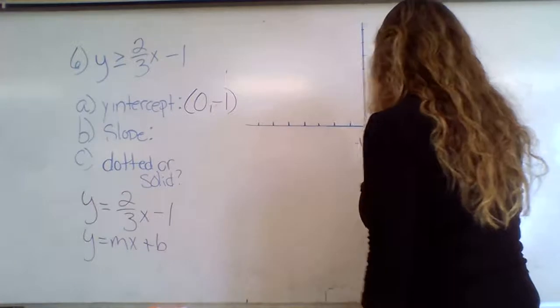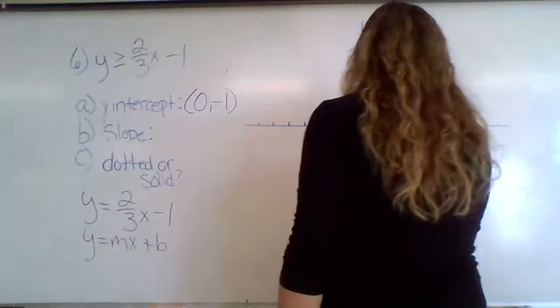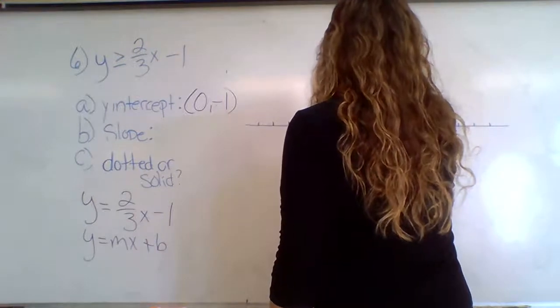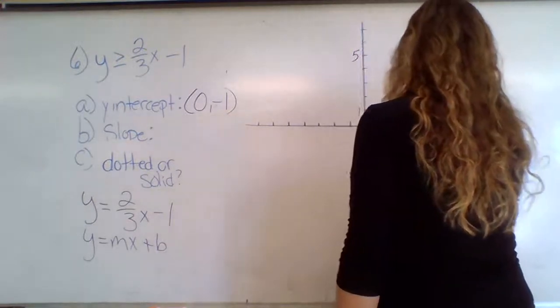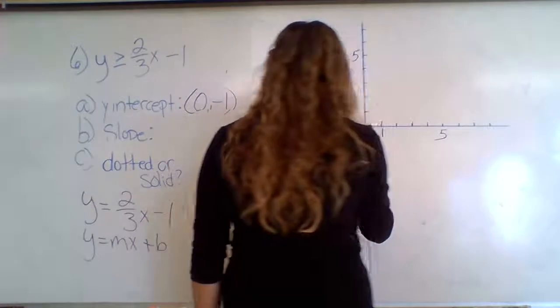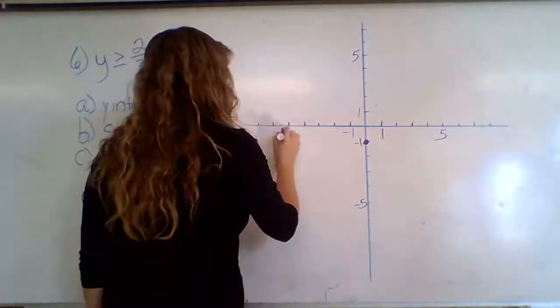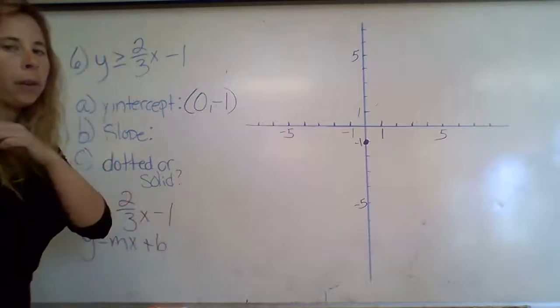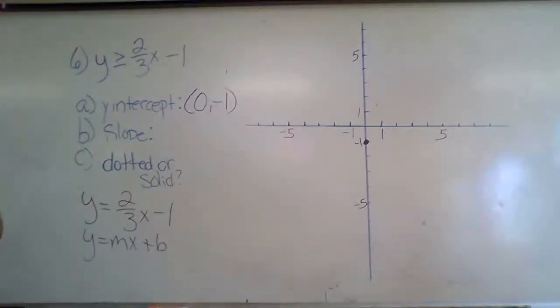-1, 1, 2, 3, 4, 5, this is -5. 1, 2, 3, 4, 5. Okay, there. Feel free to number more of your graph. It gets a little messy if I number everything. There we go.